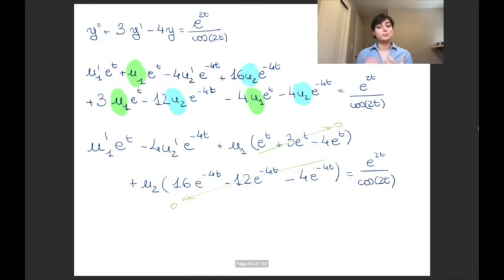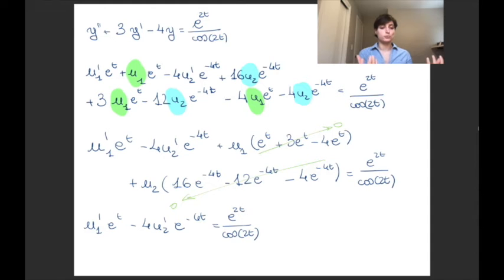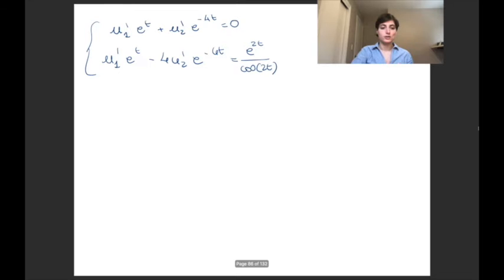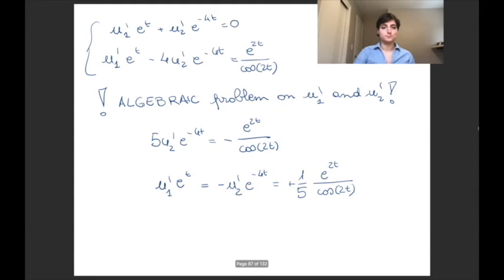And if you notice, the two parentheses we just introduced are equal to 0. So we now have an equation that only has u1' and u2', and has some exponentials on the right-hand side. If we put this together with the constraint we imposed earlier, we notice that this is an algebraic equation. What does it mean? It means that we can solve it using algebra. The unknowns of these equations are u1' and u2'.